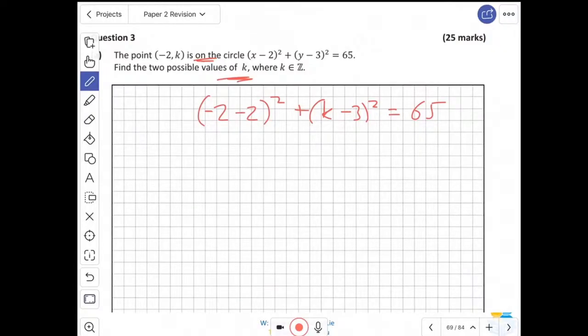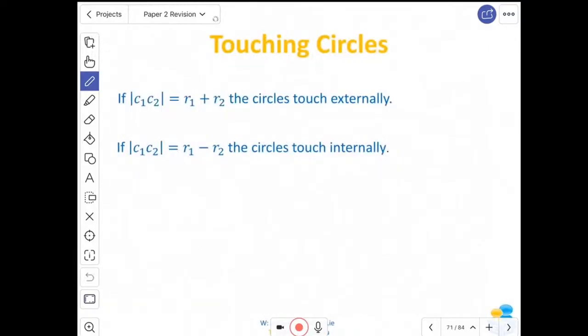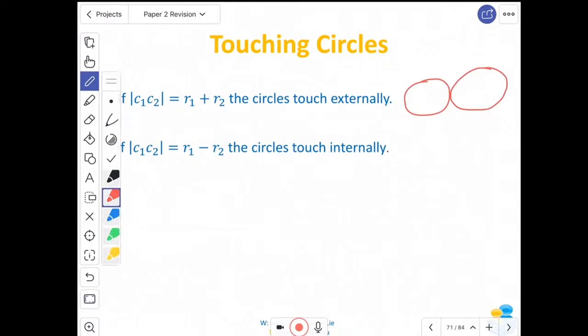Okay, the next thing you need to know is about circles that are touching internally or externally. So if you have two circles that are touching externally, that just means that you've got two circles, one outside the other. And what you're going to realize is that the distance between their two centers, so this is center 1 and center 2, like that. Remember, this sign here means the distance. So the distance between them is the exact same as if we were to take the first radius and add it to the second radius.